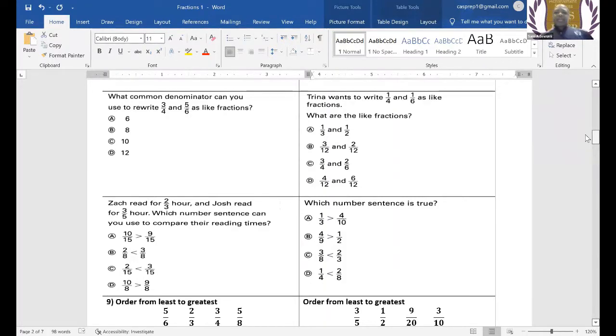It says Trina wants to write 1/4 and 1/6 as like fractions, and the question is, what are the like fractions? Can anyone tell me what the correct answer is, and also how we get to it? I know we're a little short in here today, which means I need more participation from each one of you. So let's go ahead and participate.